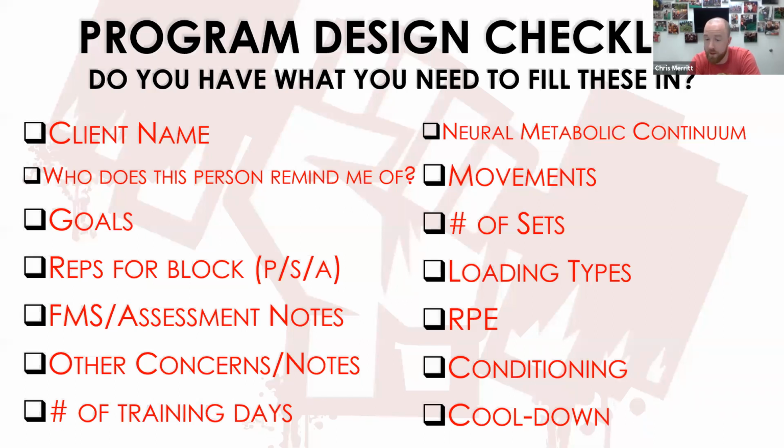We want to keep the neurometabolic continuum in mind, and we're going to talk about that a little bit today. The movements, obviously, we want to have those on there, how many sets they're going to do. And it doesn't have to be a prescribed this many sets. Sometimes we'll give, hey, 2 to 4 sets of this, and that's okay. And we can talk about when and why that would be appropriate. Loading types, we just talked about that a little bit. Rating of perceived exertion, conditioning, and cool down. So all of that stuff is on our sheet. So we put together this checklist as something to take a glance at before you actually sit down to go all in on writing the program.